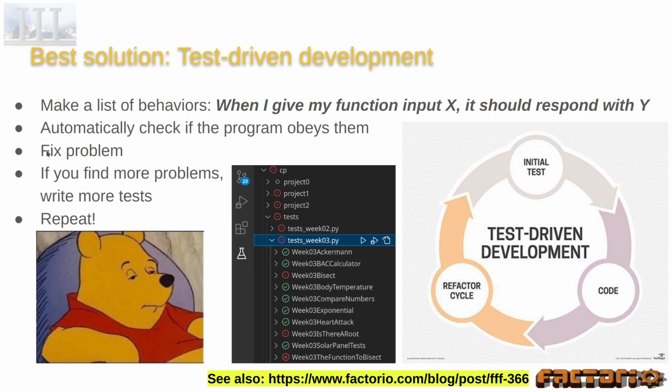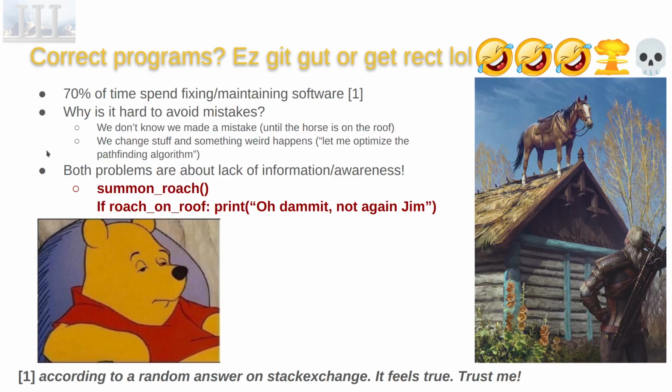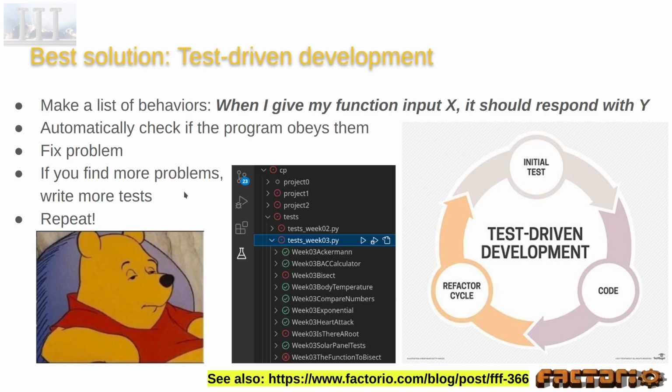If a problem occurs that you didn't expect, so if you all of a sudden see the horses on the roof, you add a test that tries to provoke the horse to get on the roof. So you have a process to figure out what it was that went wrong, and you write a test that warns you if it ends up on the roof. And that's called a test.